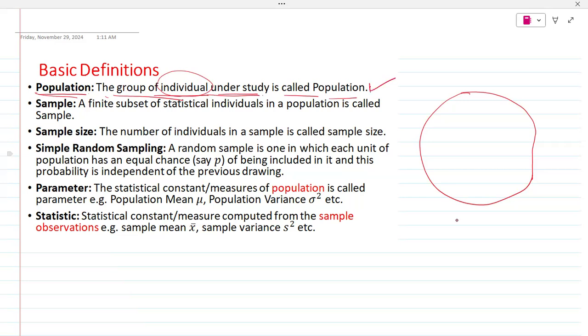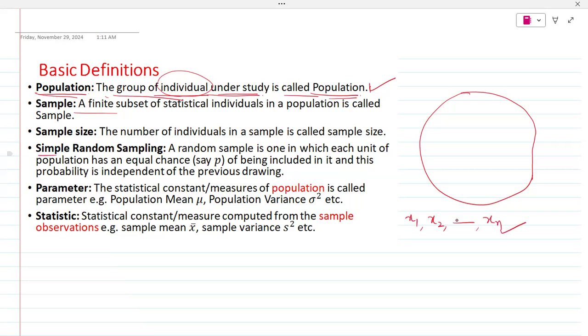Now, sample, we know what is sample: a finite subset of this population. Now, sample size. I have already mentioned that usually, not always, we denote our sample observations by small x1, x2, going up to xn. So this n is what we call our sample size.